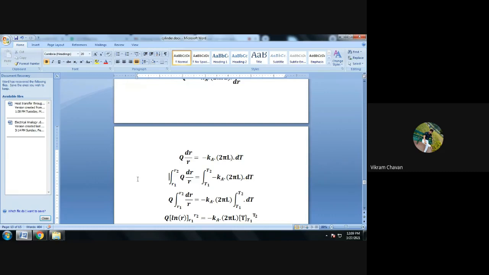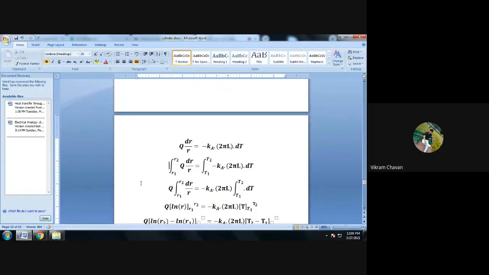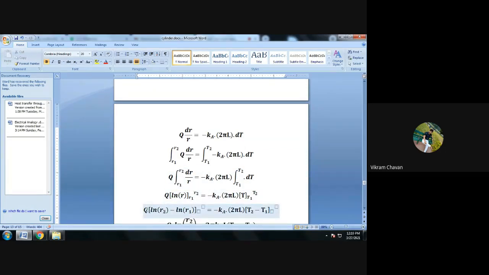Now, the integration of 1 upon R is ln of R. So we get the equation as Q into bracket ln of R with limits R1 and R2, upper limit R2 and lower limit R1, equal to minus K multiplied by A multiplied by 2 pi L, and the integration of dT is T with upper limit T2 and lower limit T1. Putting in the upper and lower limits, we get Q into bracket ln of R2 minus ln of R1 equal to minus K suffix A multiplied by 2 pi L into bracket T2 minus T1.